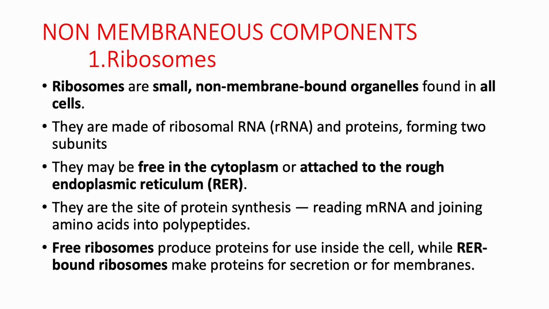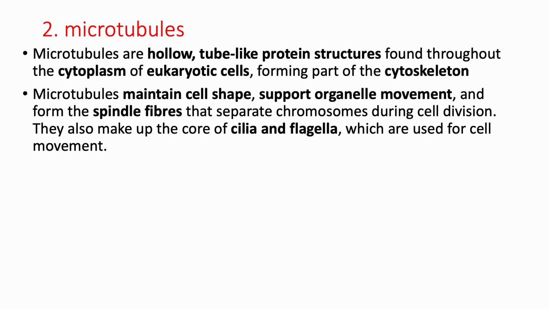Okay. Number 2, non-membrane-bound organelle is the microtubule, which is a hollow tube-like protein structure that is found throughout the cytoplasm of a eukaryotic cell, forming part of the cytoskeleton. These microtubules maintain cell shape, support organelle movement, and form the spindle fibers during cell division. These spindle fibers help in separating the chromosomes and so forth. They also make up the core of cilia and flagella, which are used for cell movement.